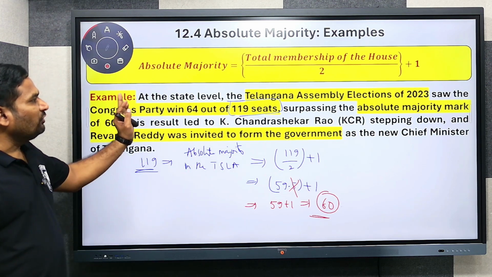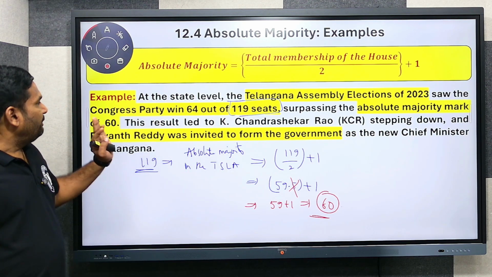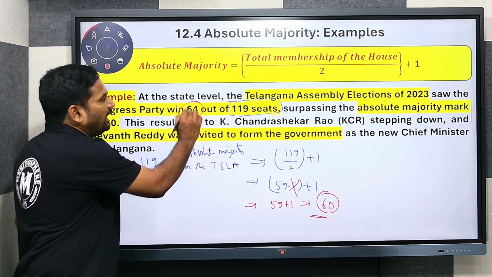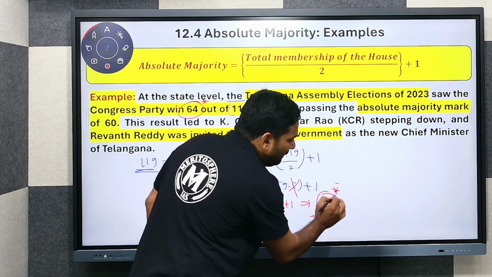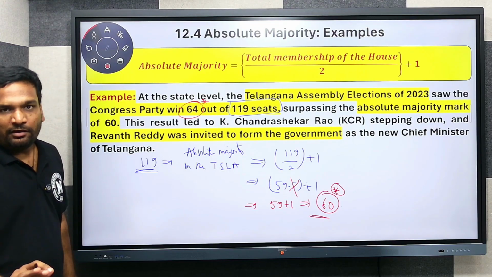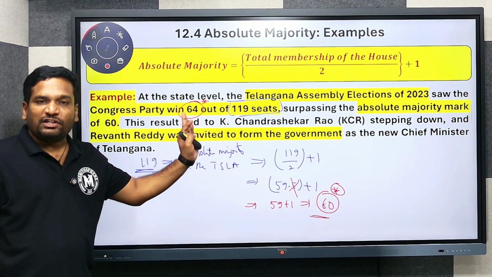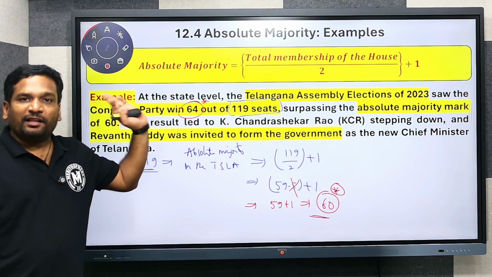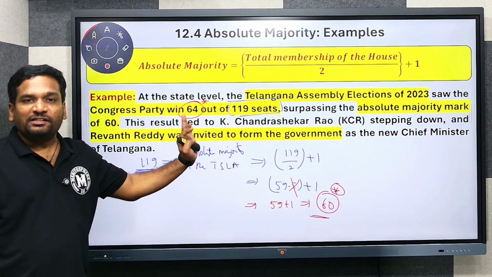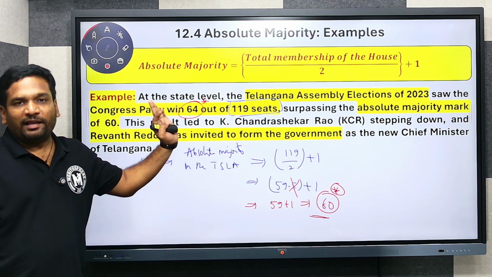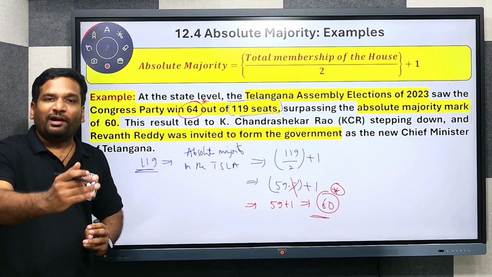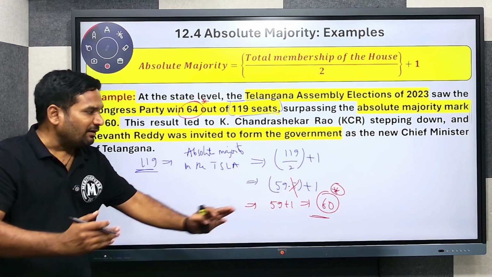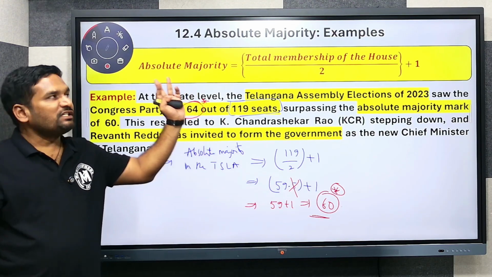So here, just go to this. The Congress party actually won 64 seats. So it is surpassing the required limit. The required absolute majority is 60, but the Congress party has won 64 seats. So in Telangana, in the 2023 elections, the Congress party won the elections and formed the government because it surpassed the absolute majority limit that is set, that is 60. So it has got 64 seats.